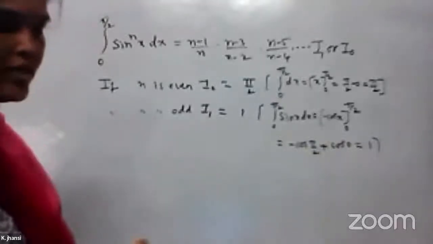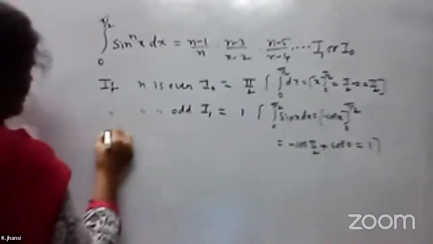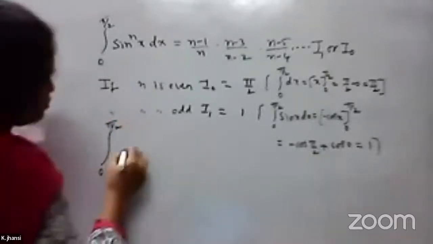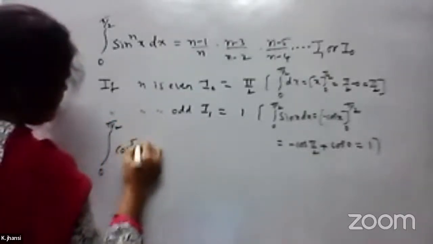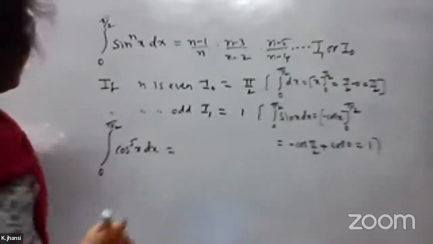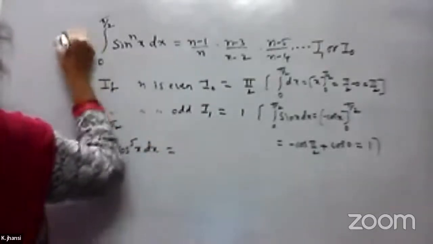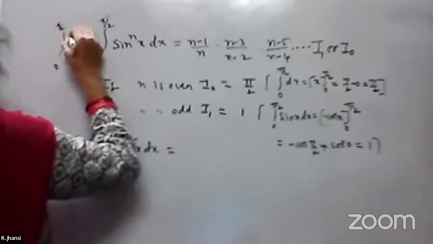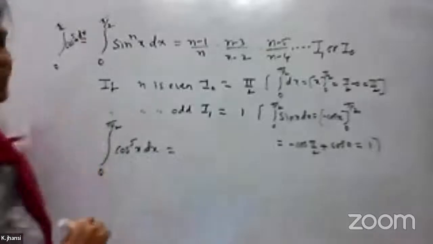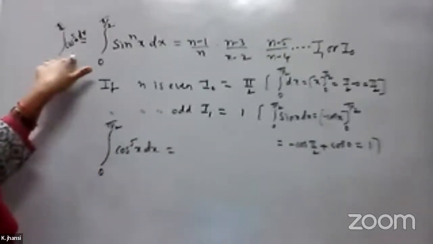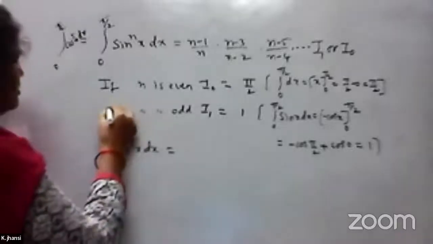We'll see one example on this: the integral from 0 to pi by 2 of cos to the power of 5 x dx. You remember that for 0 to pi by 2, sine and cosine give the same result, so cos to the power of 5 x dx is also the same. Don't get confused here.